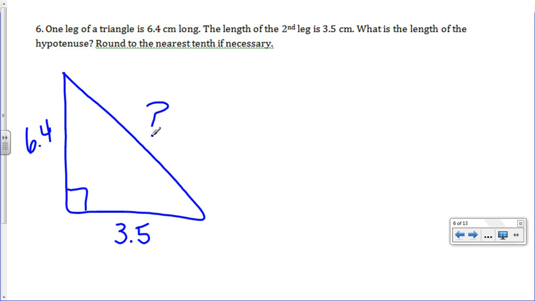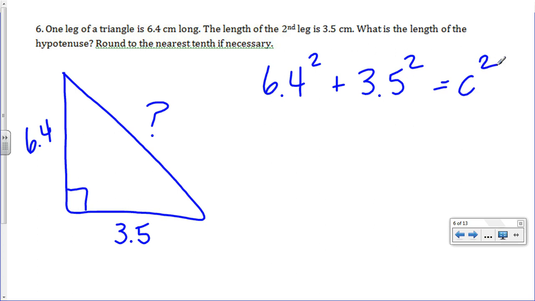So I would do 6.4 squared plus 3.5 squared equals c squared. 6.4 squared is 40.96. And even though it tells us to round to the nearest tenth, it's only 2 decimal places. So when I'm setting up my problem, I'm going to go ahead and write out that whole decimal. That way my answer can be more exact, especially if this is going to be a multiple choice question. You want it to be even more exact. 3.5 squared would be 12.25.